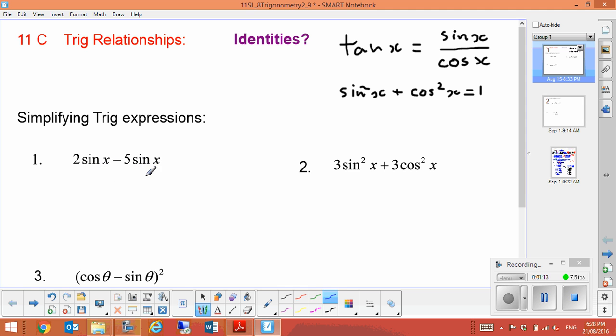This is an expression because it doesn't equal anything. Here we've got 2 sine x minus 5 sine x. Think of sine x as just one term, and we've got 2 of them minus 5 of them. Just as if we had 2a minus 5a, that's basic algebra, so 2 sine x minus 5 sine x is the same as minus 3 sine x.